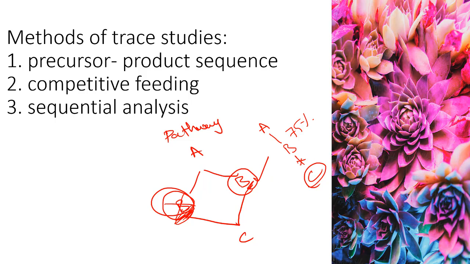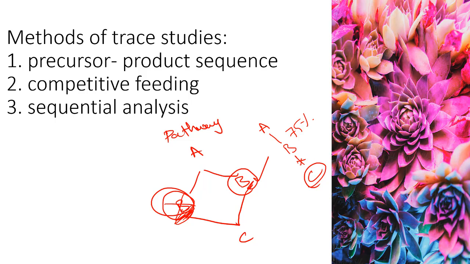So next one is sequential analysis. In this sequential analysis, we will take a plant, we will grow it in a carbon dioxide atmosphere, not in oxygen, but we will supply it with more carbon dioxide. Okay, and then we will introduce radioactive isotopes into this plant. Then we will take the sequence of these metabolites.